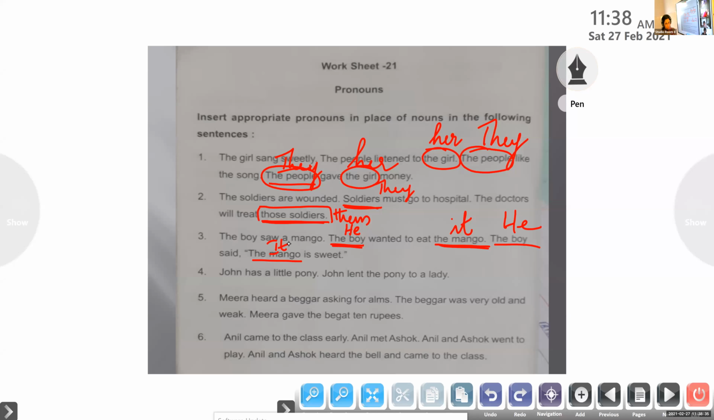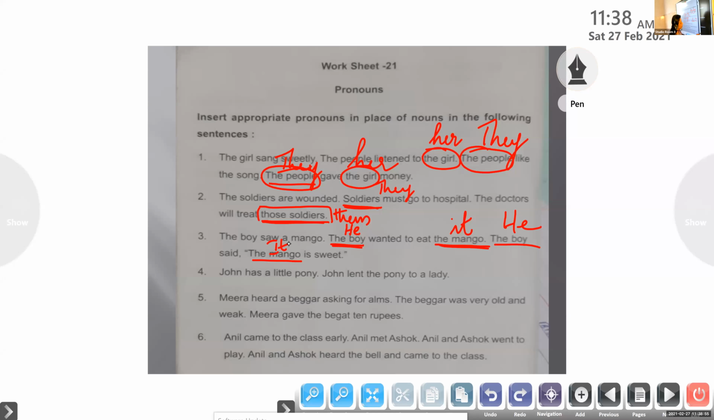For masculine gender, for one, we use he. For feminine gender, for one, for singular, we use she. If it is more than one, whether it's masculine or feminine, we use the plural pronoun they. Only one plural pronoun is there, it is they. Okay, please do remember all this.